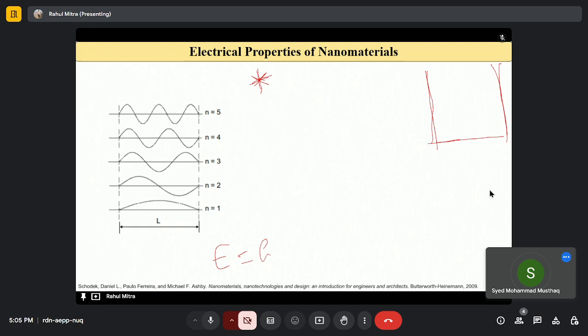We know the energy of a quantum particle is given by E equals h nu. What is h? h is Planck's constant. Nu is a frequency. It may be the frequency of an electron, it may be the frequency of a photon. In this case, the frequency of the electron. Now that frequency will depend upon the wavelength, so our wavelength will define our energy.